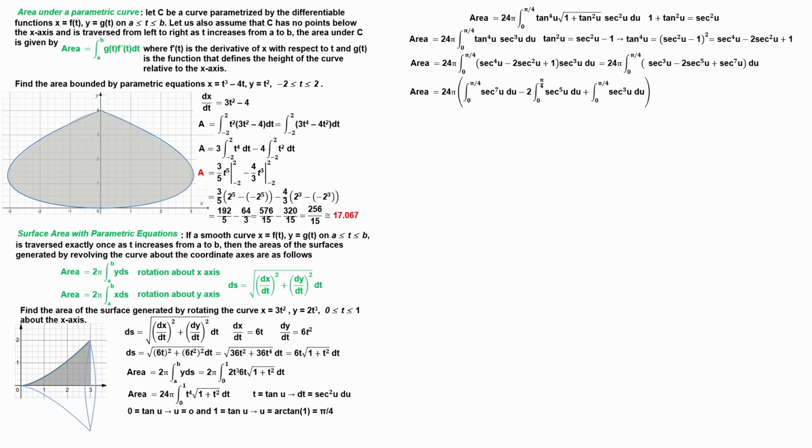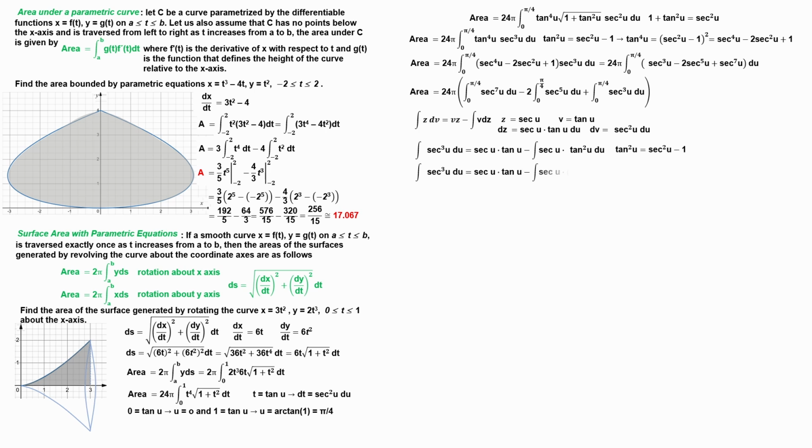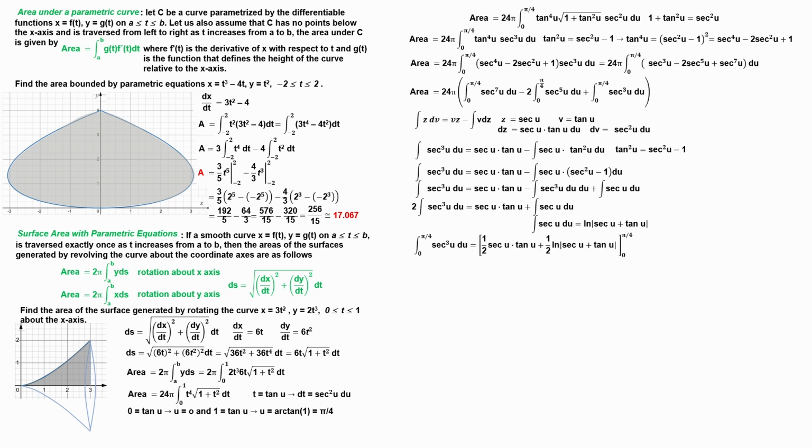The integral of secant cubed of x can be solved using integration by parts. I choose z equals secant of u and v equals tangent of u because the derivative of secant is the product of secant and tangent, while the derivative of tangent is the square of secant. Furthermore, the integral of secant is given by the natural logarithm of the sum of tangent and secant. After some algebraic manipulation, we obtain the integral of secant cubed.